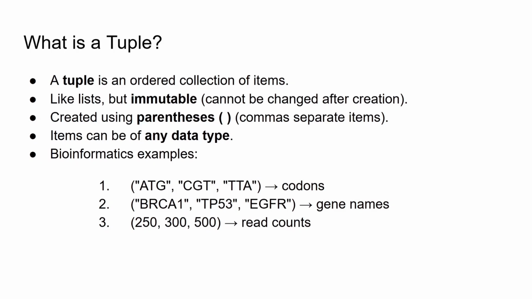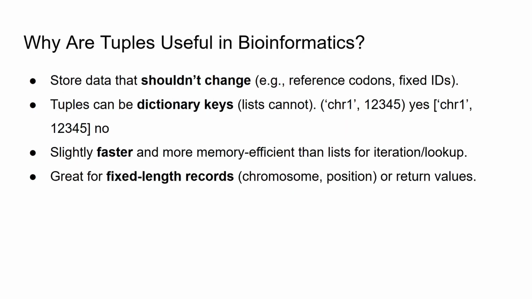Parentheses ATG, CGT, TTA. That's a tuple of codons. Parentheses BRCA1, TP53, EGFR. That's a tuple of gene names. Parentheses 250, 300, 500, that's a tuple of numbers, which could represent read counts in bioinformatics. So in short, a tuple is a fixed list, ordered, created with parentheses, and it can store any type of data.